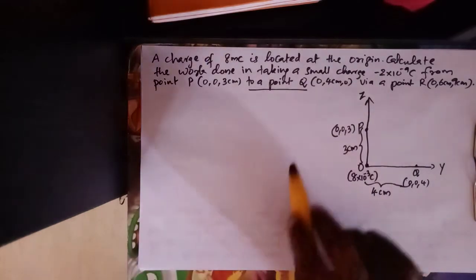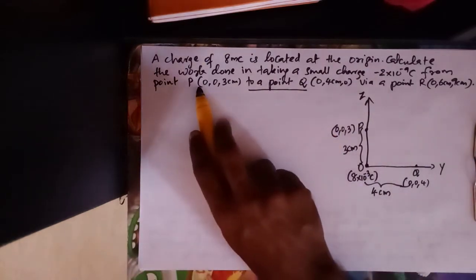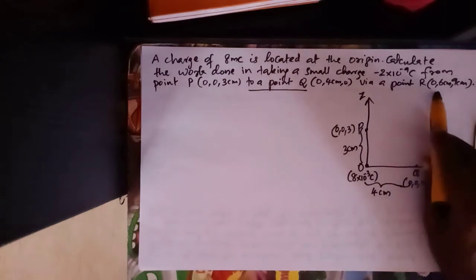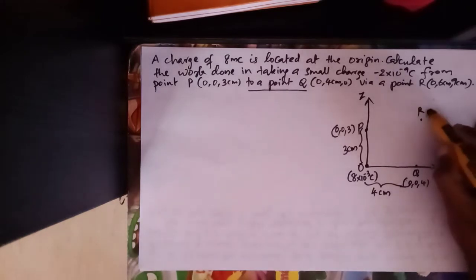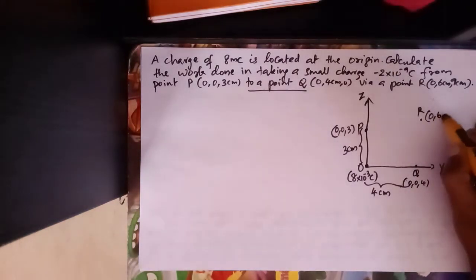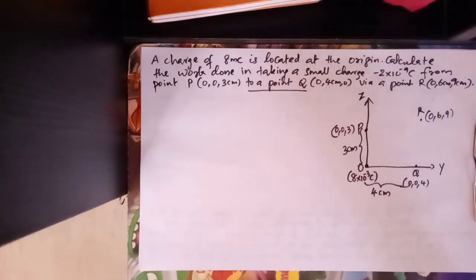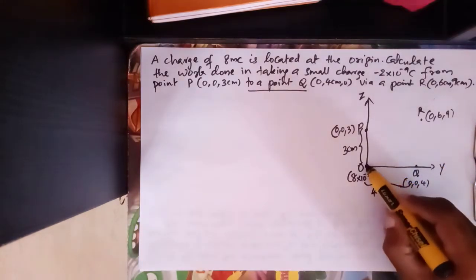Okay. So what's the question? We have points P and Q. We have one more point, 0, 6, 9. I can mark the point R somewhere here. This is the point R. What's the coordinate of the point? It is 0, 6, 9, all in centimeters. So we have a charge at the origin.